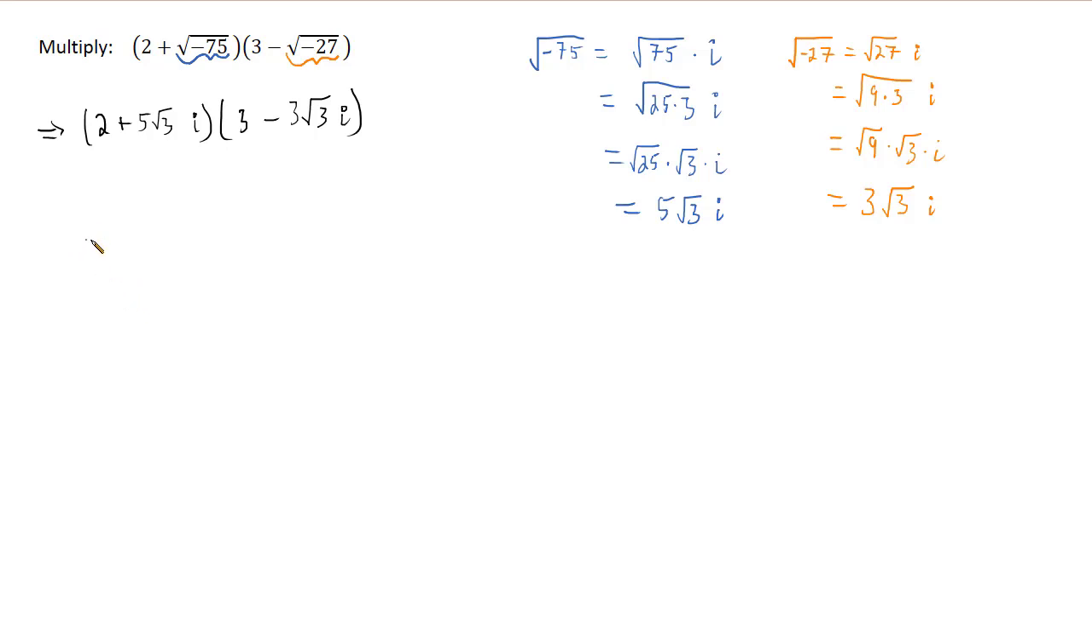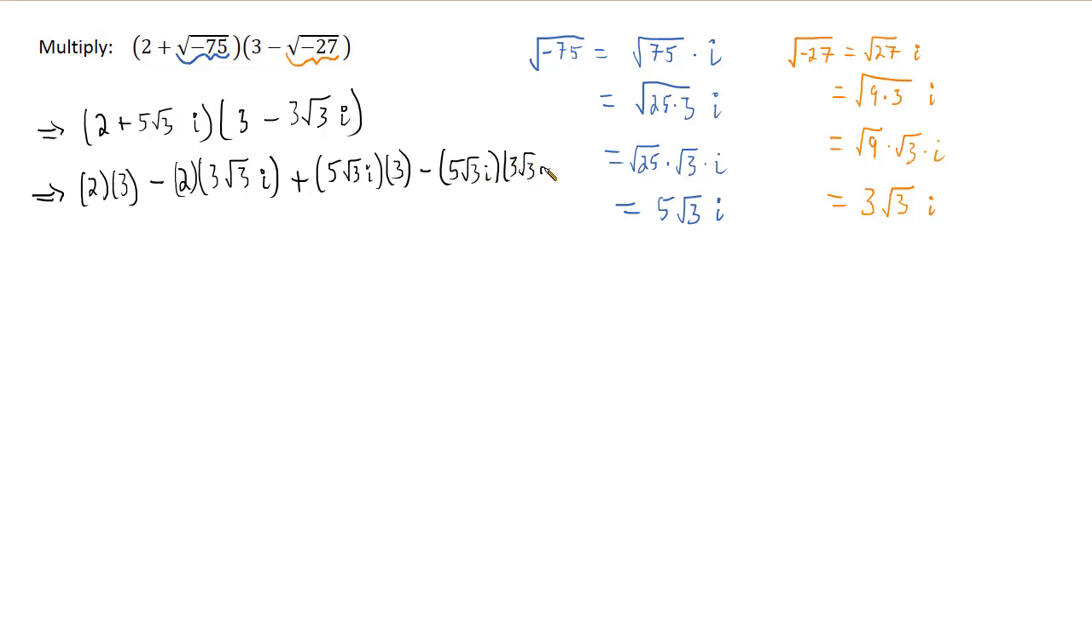Applying the distributive property, or the FOIL concept, however you want to think of it, this gives me 2 times 3, minus 2 times 3 root 3 i, plus 5 root 3 i times 3, minus 5 root 3 i times 3 root 3 i.